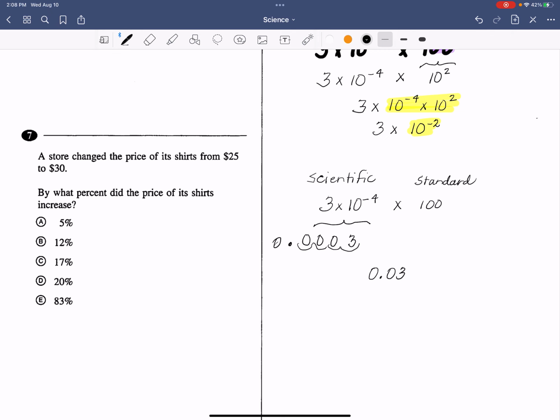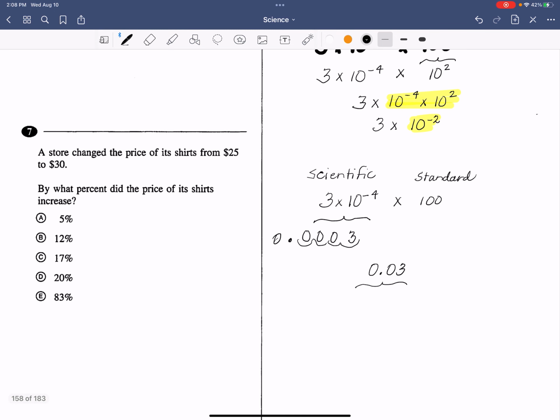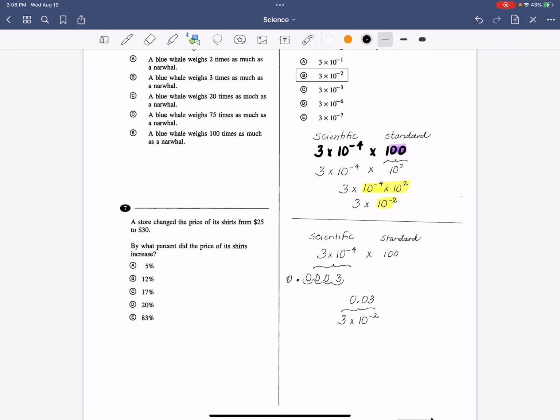So you have to turn it back into scientific form because your answers are scientific. So you have 3 times 10, always base 10. You have 2 decimal places, so that is a negative 2. So either way, you're going to get the same answer. It just depends on how comfortable your students are with that exponent rule there in yellow. If they don't know that, then you would have to go the second route, I would think.